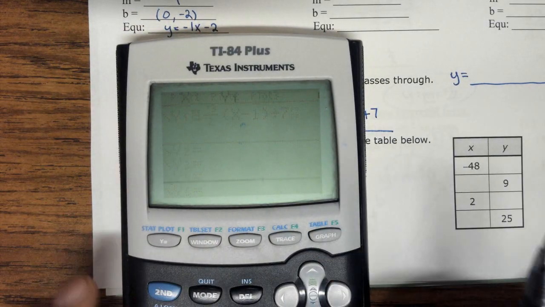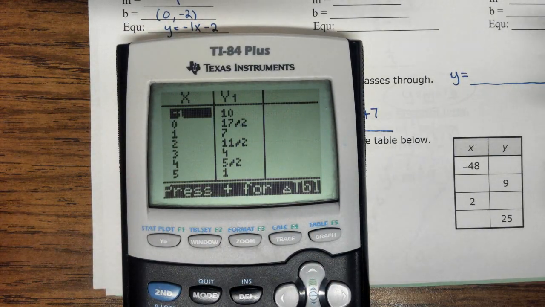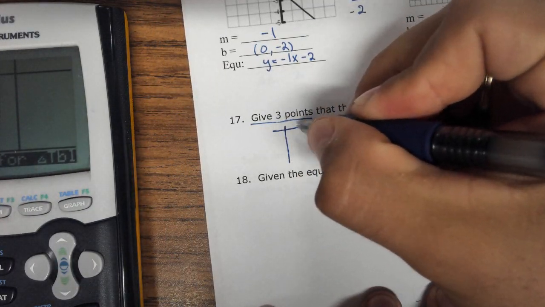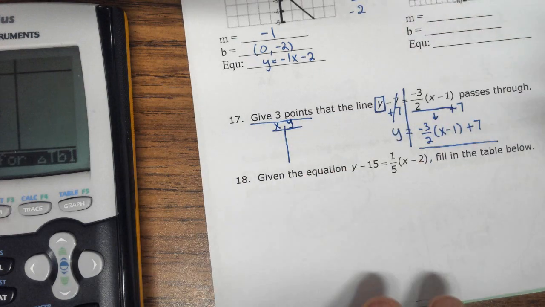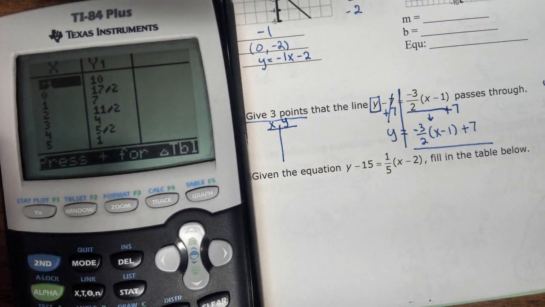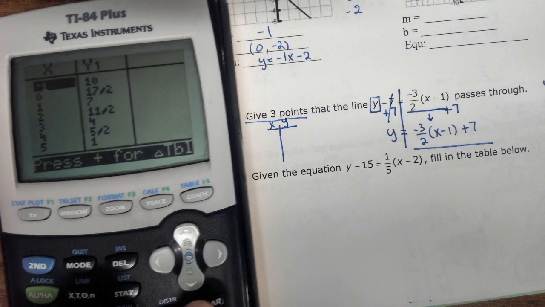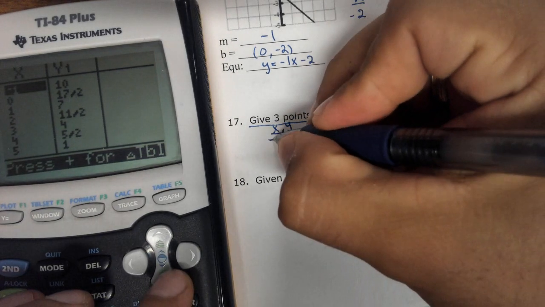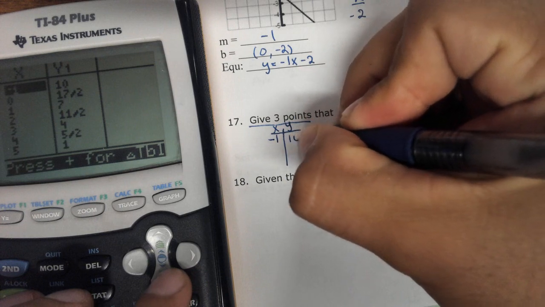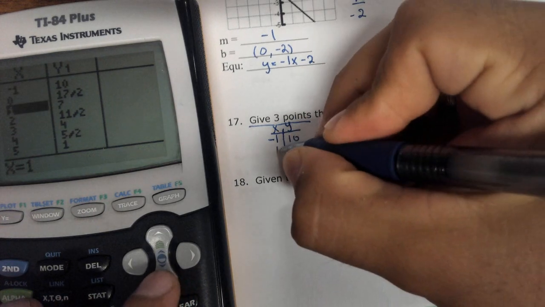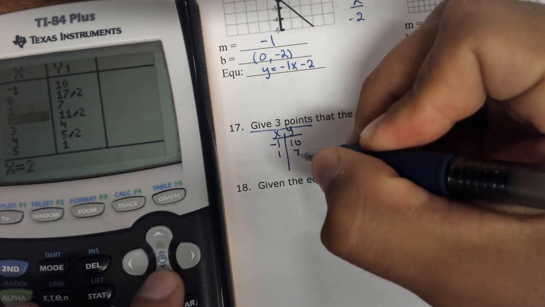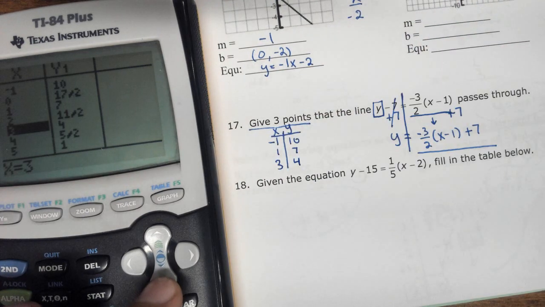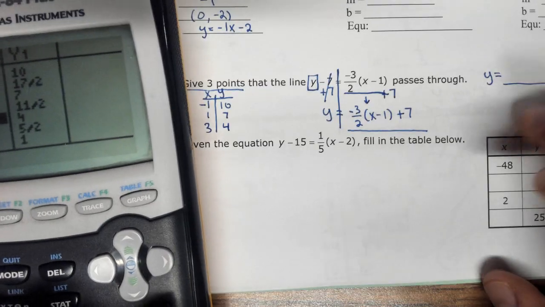From here, I can go into my table, and then I can give them their 3 points that they wanted. Right, so I can go ahead and make myself a little table over here, x, y, and I can give them 3 points. Again, if you want to pick good points, you just pick whole numbers. Here, just because my graph starts at negative 1, I'm going to choose that one. So negative 1, 10, 1, 7, and 3, 4 would be my points. Right, pretty straightforward.